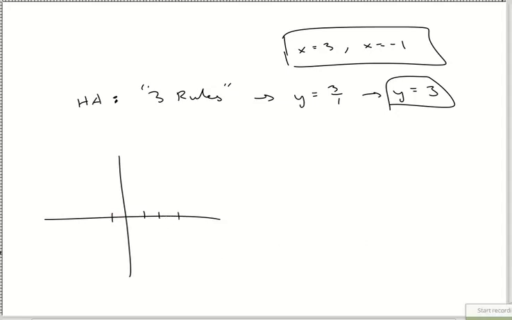So we got vertical asymptotes at -1 and 3. That's a good start. We got a horizontal asymptote at +3. And what this does is create a kind of grid for me. It shows where I could have the graph at all. It's going to obey this mostly. I have no zeros, so I'm never touching this thing.